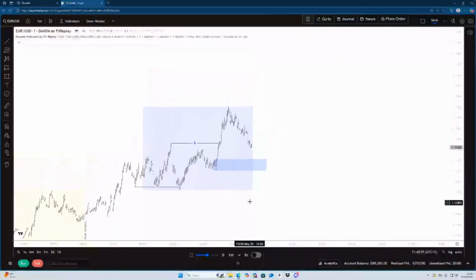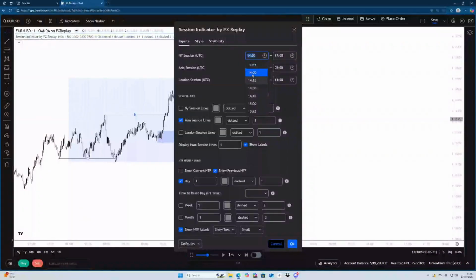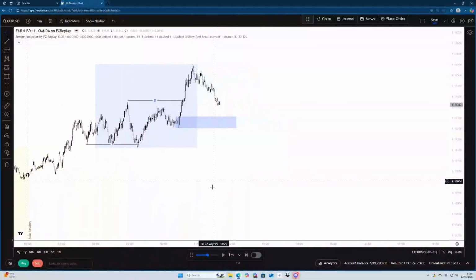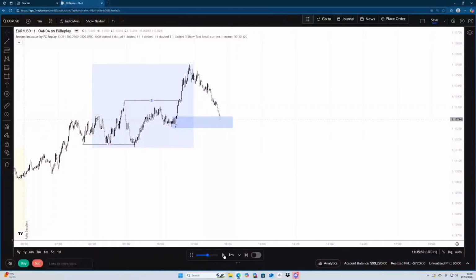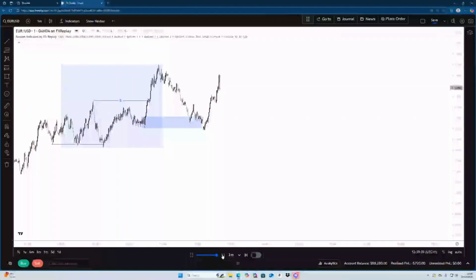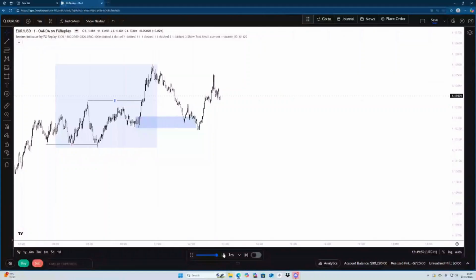Yeah. So this demand is coming to the end of the session. Oh, I need to fix this. So one hour back. This is 3 to 10. So that should be correct, right? Yeah. So yeah, out of session. I'm just waiting for New York, just to see if it's taken out this zone and reacted up here.